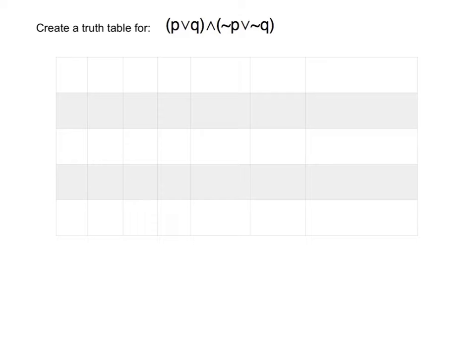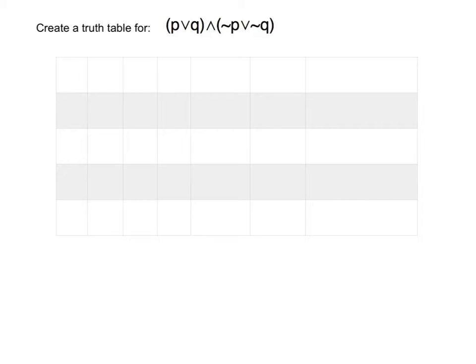Okay, so this example is asking us to create a truth table for (P or Q) and (not P or not Q). So the first thing we're going to do is set up our truth table, and as you can see I have one here already. I have thought it out ahead of time, but you can always add the columns as you need them.